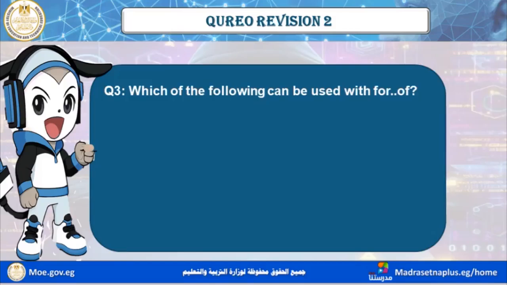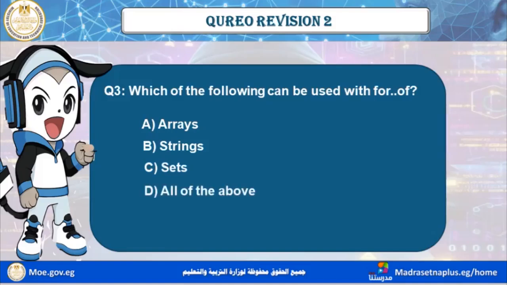Which of the following can be used with for of? الارrays, the strings, sets وكل دول iterables, or all of the above, which is the correct answer, of course, all of the above.